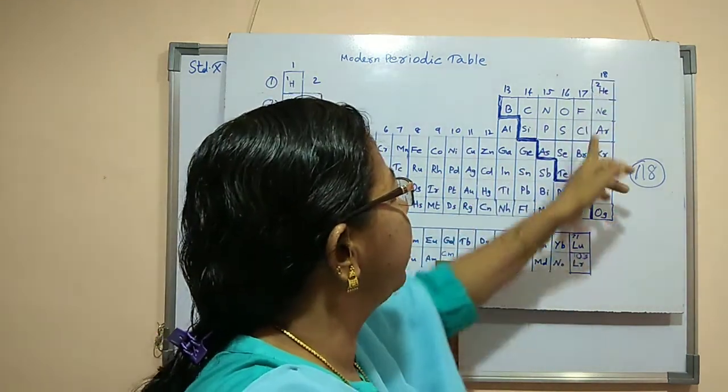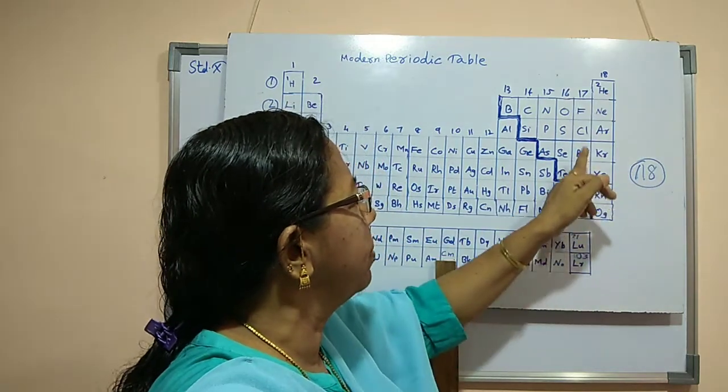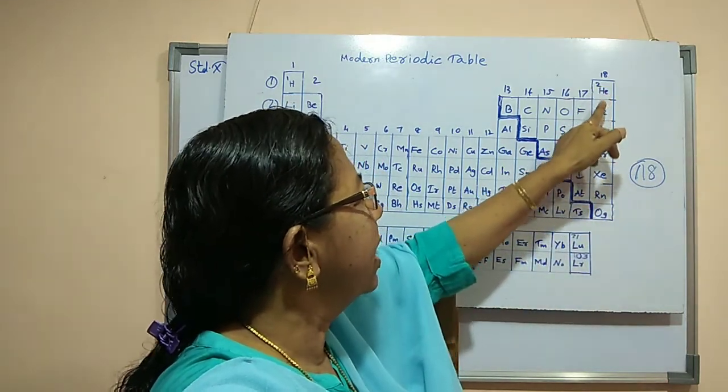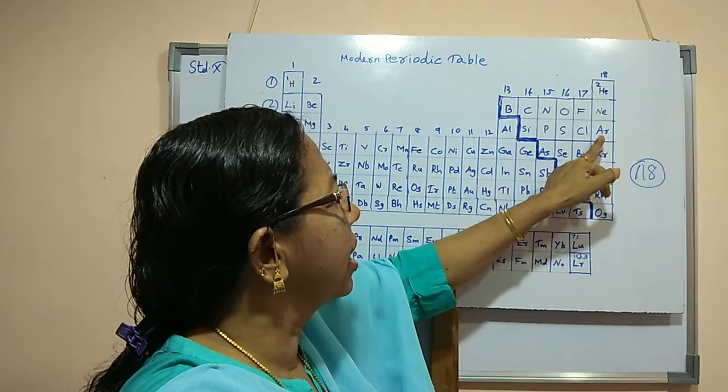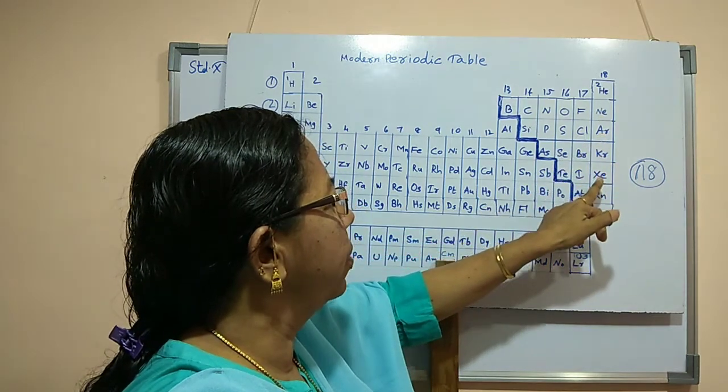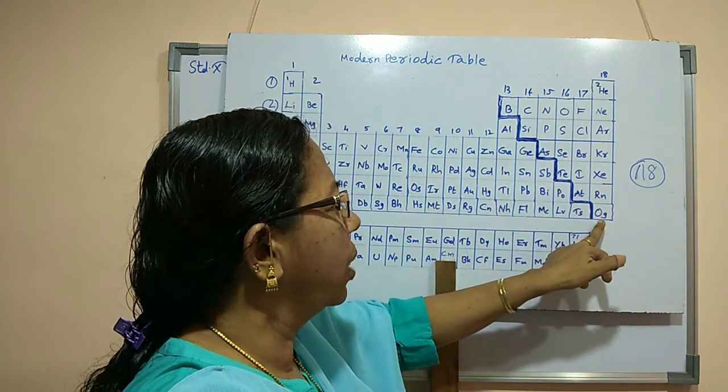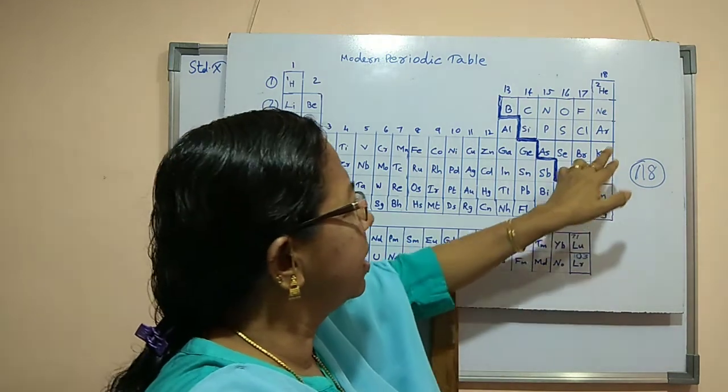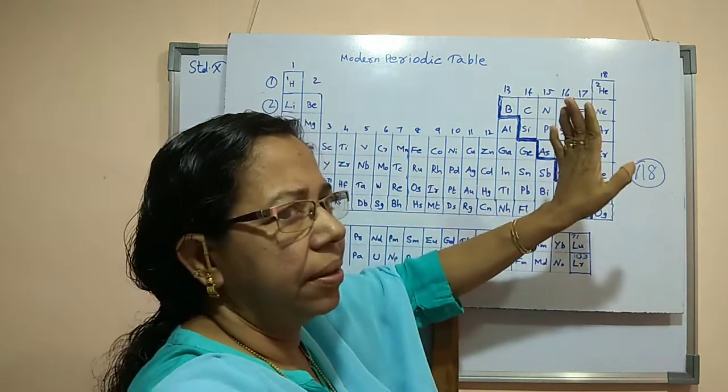Then after that we are going to study the zero group elements. Zero group elements are helium, neon, argon, krypton, xenon, radon and oganesson. But you need to study up to argon.